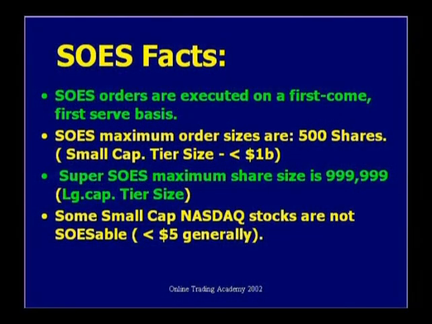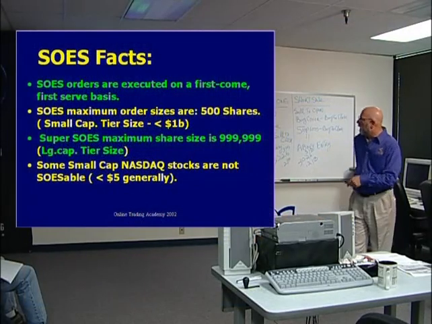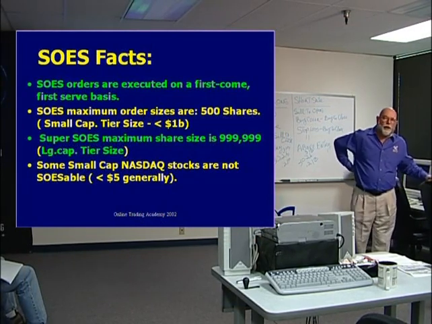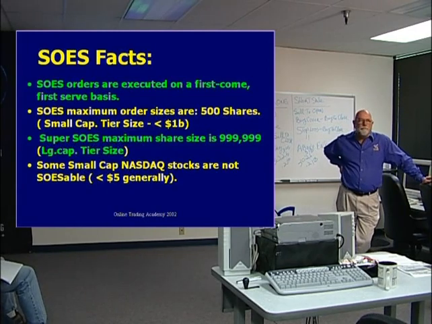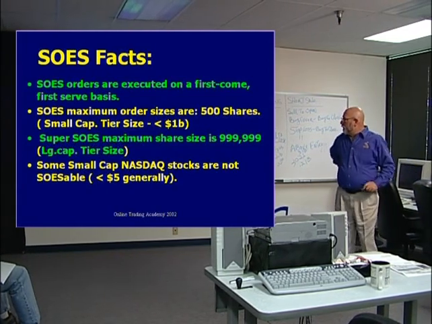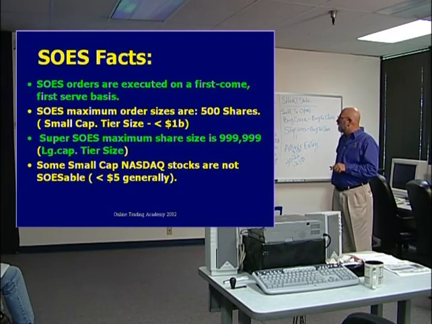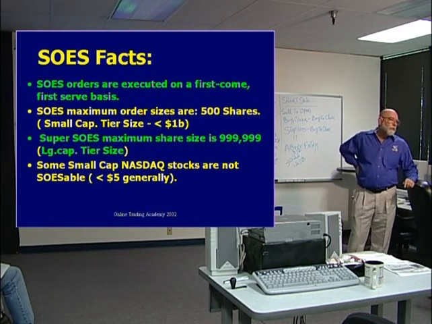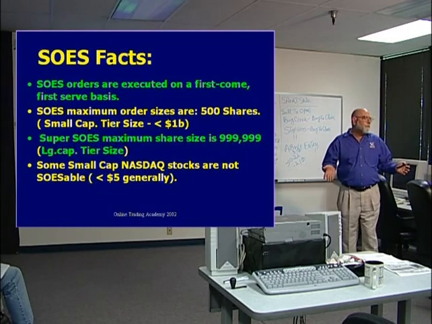As I just said, SOS orders are executed on a first come, first served basis. There are actually 2 sets of SOS now. We have the regular SOS, which only involves small cap or mid cap stocks. These are stocks that are less than $1 billion in market capitalization and generally are around $5-6 bucks. Alrighty. If we do that, then we can only buy or sell 500 shares. This is called the small cap tier size. Okay. So don't worry, your platforms know all this.